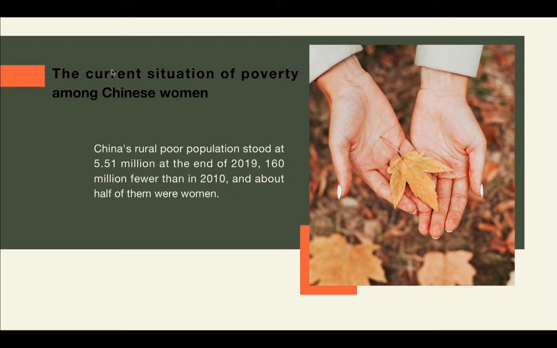Based on the Rural Poverty Center standard of 2,300 yuan per person per year at 2010 prices, China's rural poor population stood at 5.51 million at the end of 2019, 160 million fewer than in 2010, and about half of them were women. The incidence of poverty was 0.6%, 16.6 percentage points lower than in 2010, and there was no significant gender difference in the incidence of poverty.